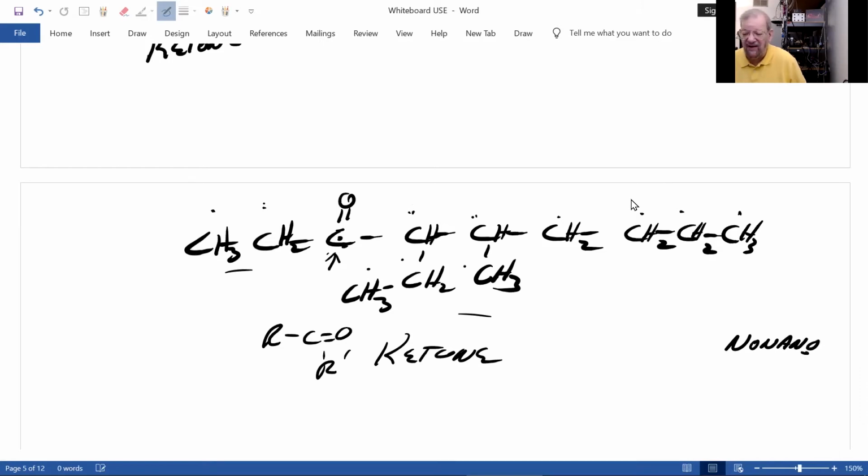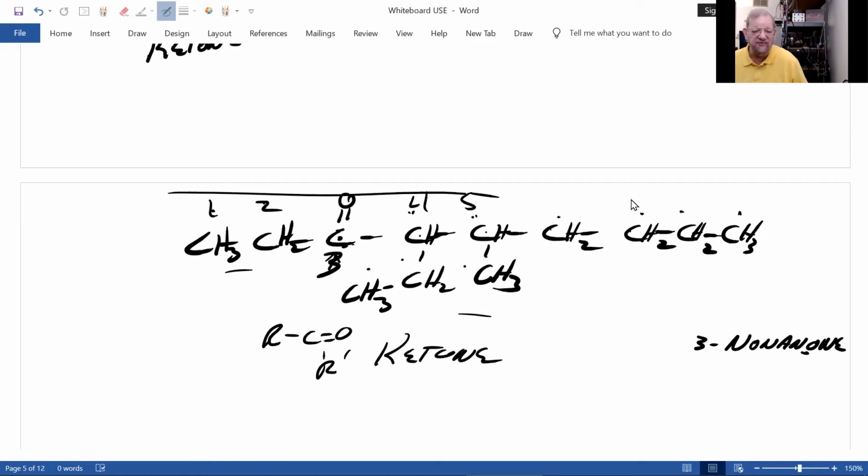Drop the E, add O-N-E, known and known. What carbon is the carbonyl carbon? Going this way, 1, 2, 3. The other way would be 1, 2, 3, 4, 5, 6, 7. 3 is smaller than 7. So it's 3 known and known. If that's 3, this is 4.